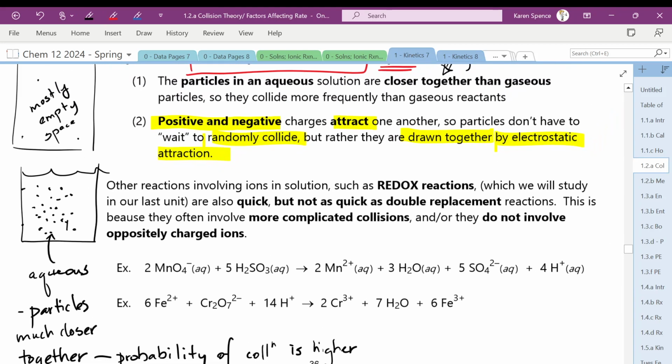Okay, so two reasons why double replacement reactions are probably the fastest of all reactions. Number one, the aqueous particles are quite close together. Therefore, probability of collision is higher. Second reason is in a double replacement reaction, you're always going to have a positive combining with a negative. So we don't just have to have random collisions. We're going to have the particles pulling towards each other.